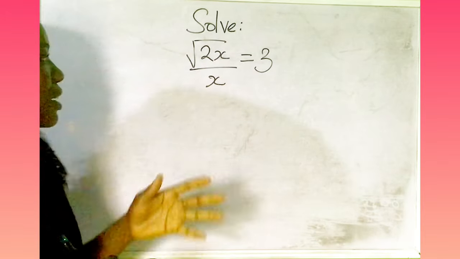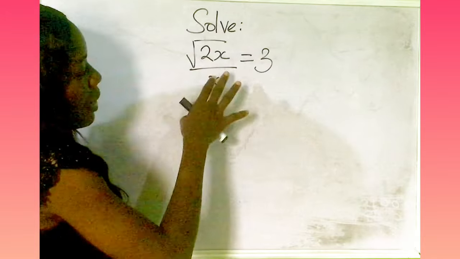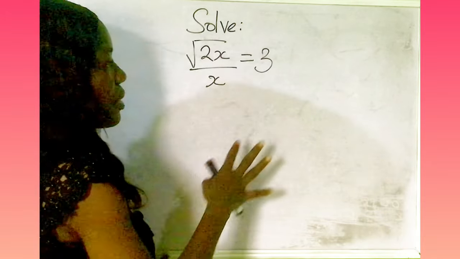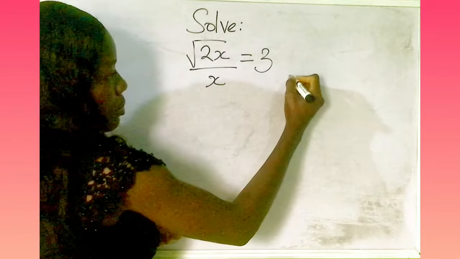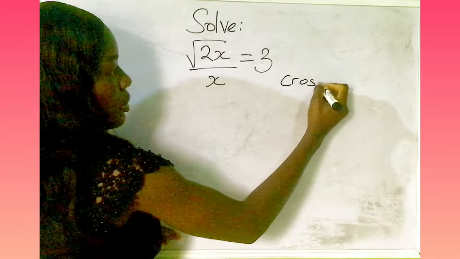Okay, so now we have root 2x over x is equal to 3. Now we're asked to solve. Okay, let's go this way. To solve this, we're going to do what? Let's cross multiply.